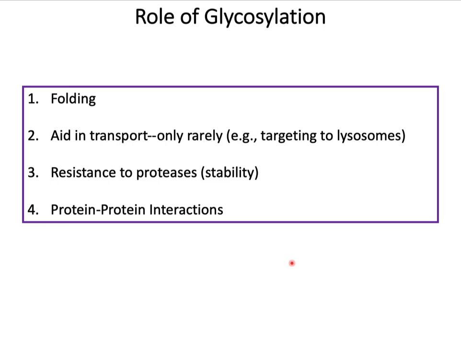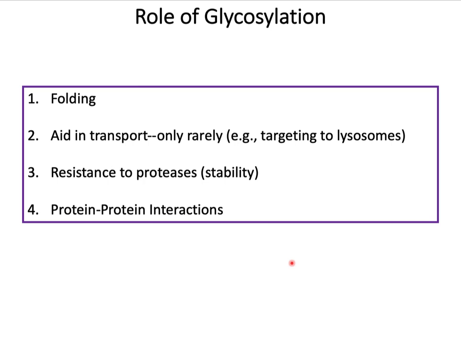Only very rarely do they serve as signals to the transporters in different parts of the cell, except in the case of lysosomal targeting. There are sugar modifications, which we'll talk about in a future topic, that actually help these glycoproteins get into the right organelle, which is the lysosome. They also provide stability to these proteins. You can imagine that a secretory protein that has a lot of these N-linked glycans on it would have its polypeptide chain hidden from the proteases, so it becomes resistant to proteases.